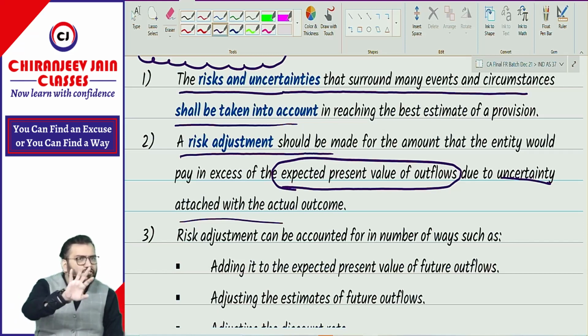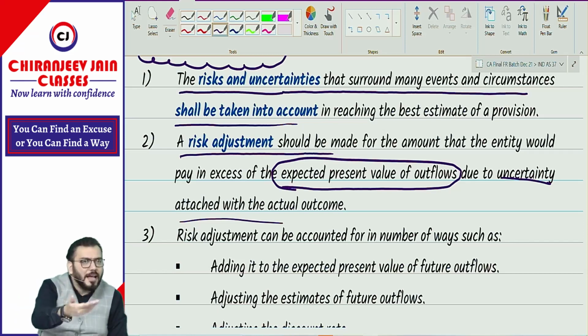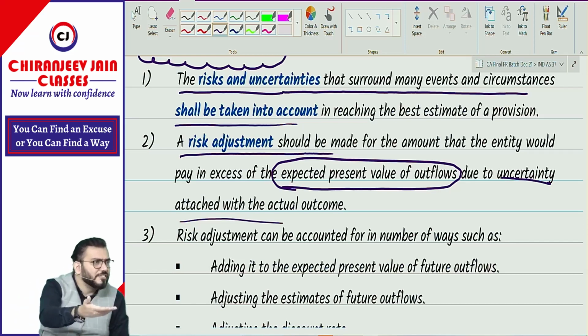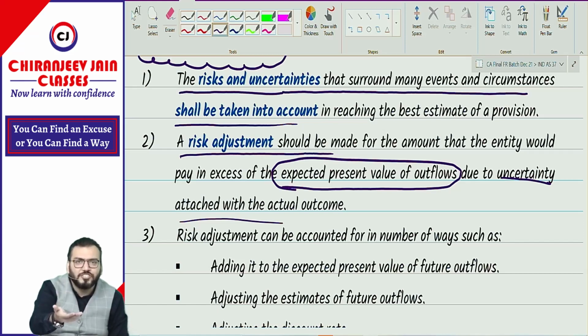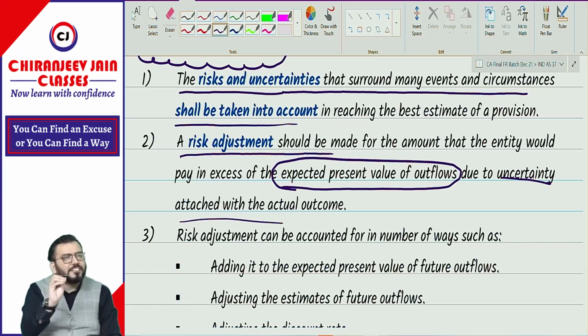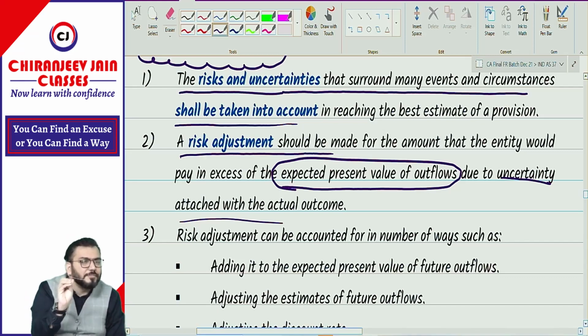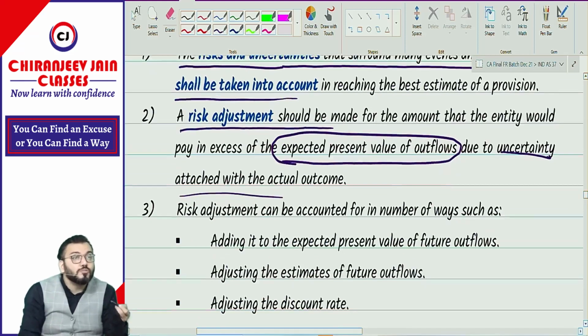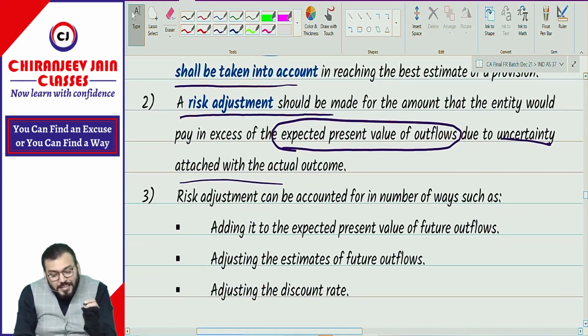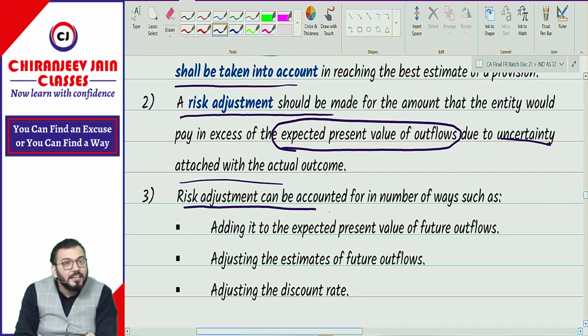So there are some risks and uncertainties. Whatever we have estimated might change as per the change in circumstances. So they are saying that risk adjustment is also required. But how to do that risk adjustment? Ind AS 37 says that if you have some risks and uncertainties, risk adjustment can be accounted in the given ways.